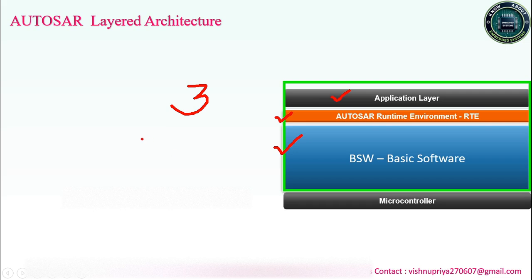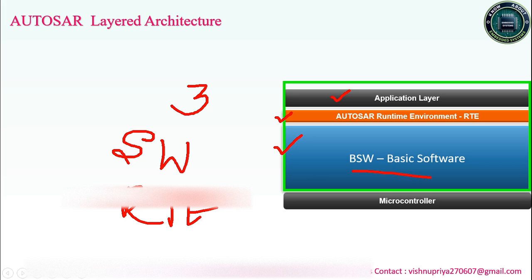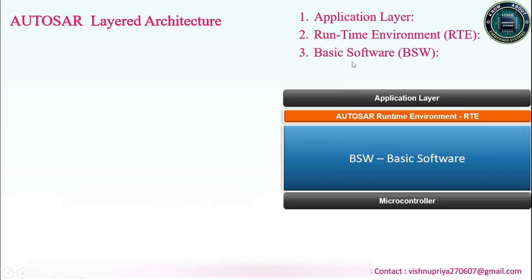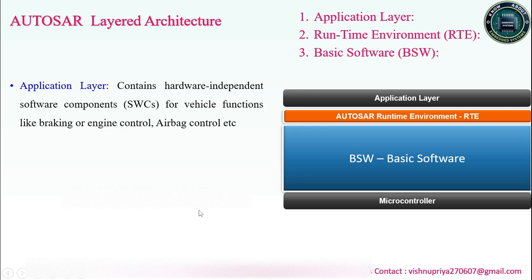These layers are nothing but software. The application is one software, RTE is one level of software, and your BSW or base software is also one of the software. There are three major software layers in your AUTOSAR. Each layer is having its own functionality, its own programming based on your application, based on your functionality. So already I told you, AUTOSAR layered architecture, AUTOSAR will have three different layers: application layer, runtime environment, RTE, BSW, base software. Right? So one by one we will see what each definition says.